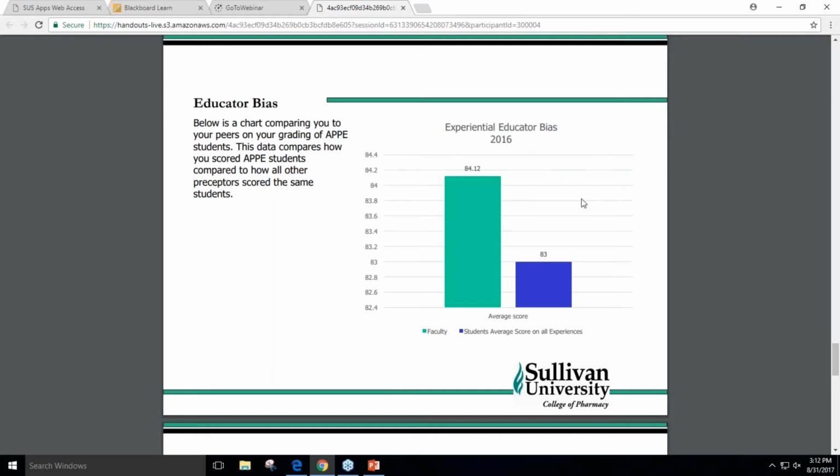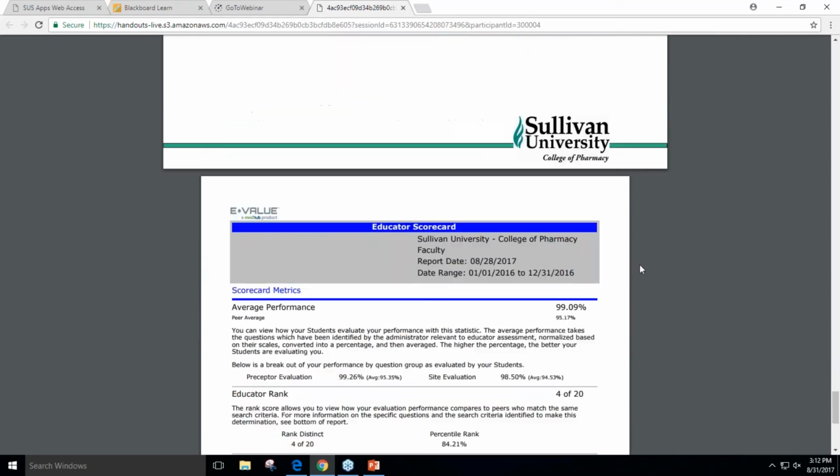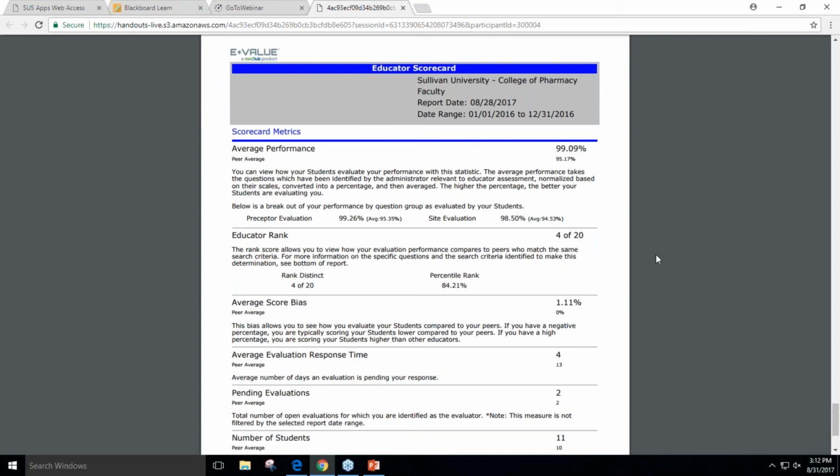And then this report card, we utilize eValue for our management system on that end, so you can get the scorecard from eValue.